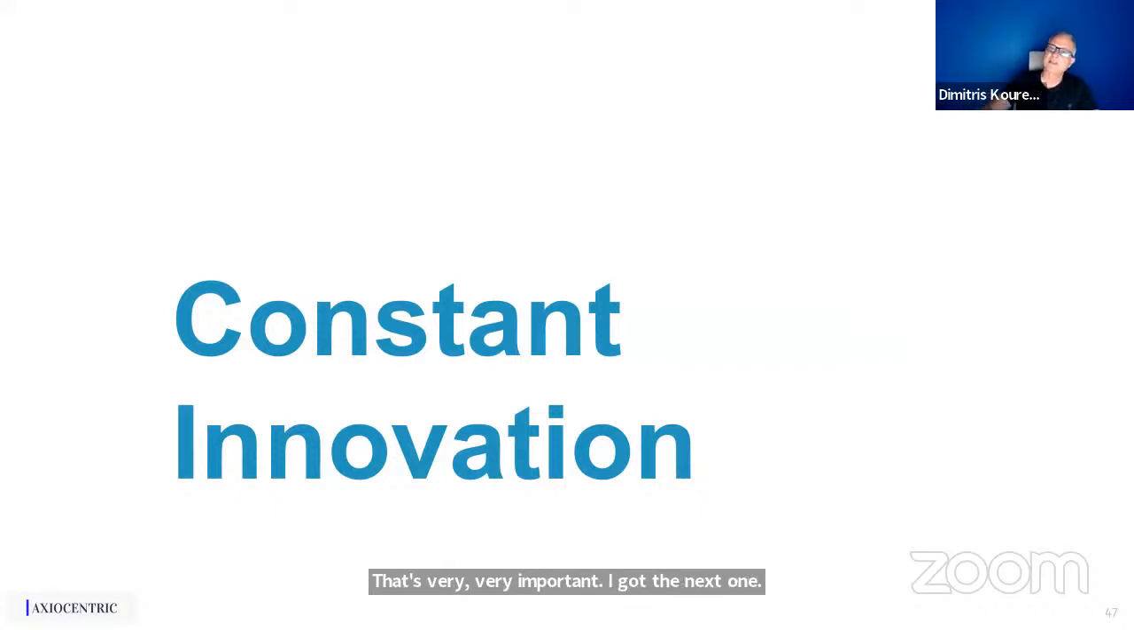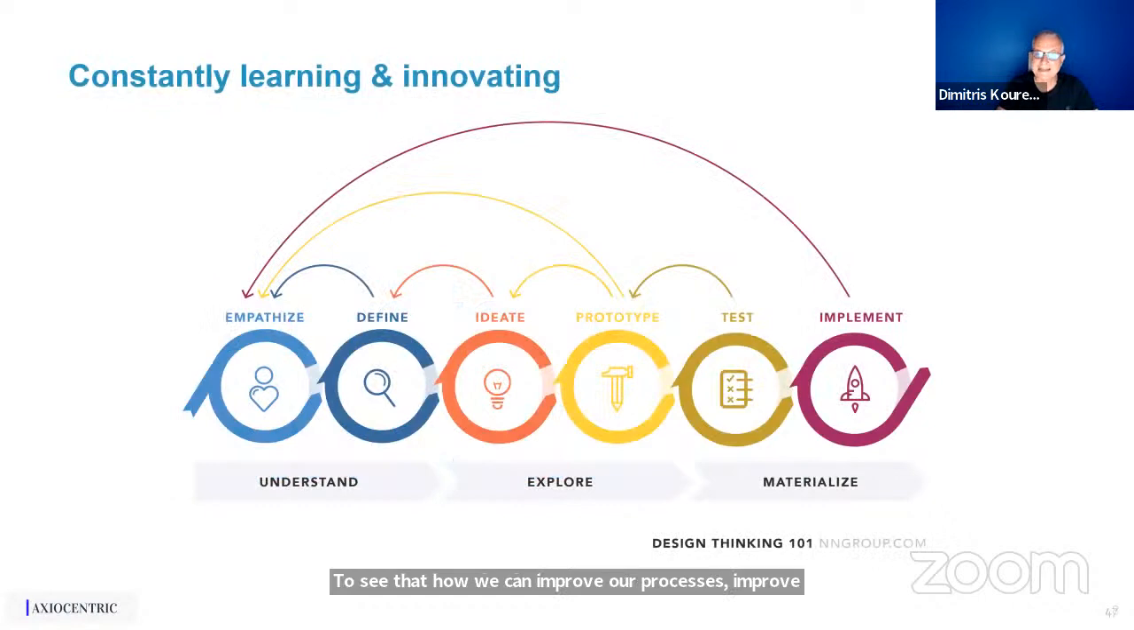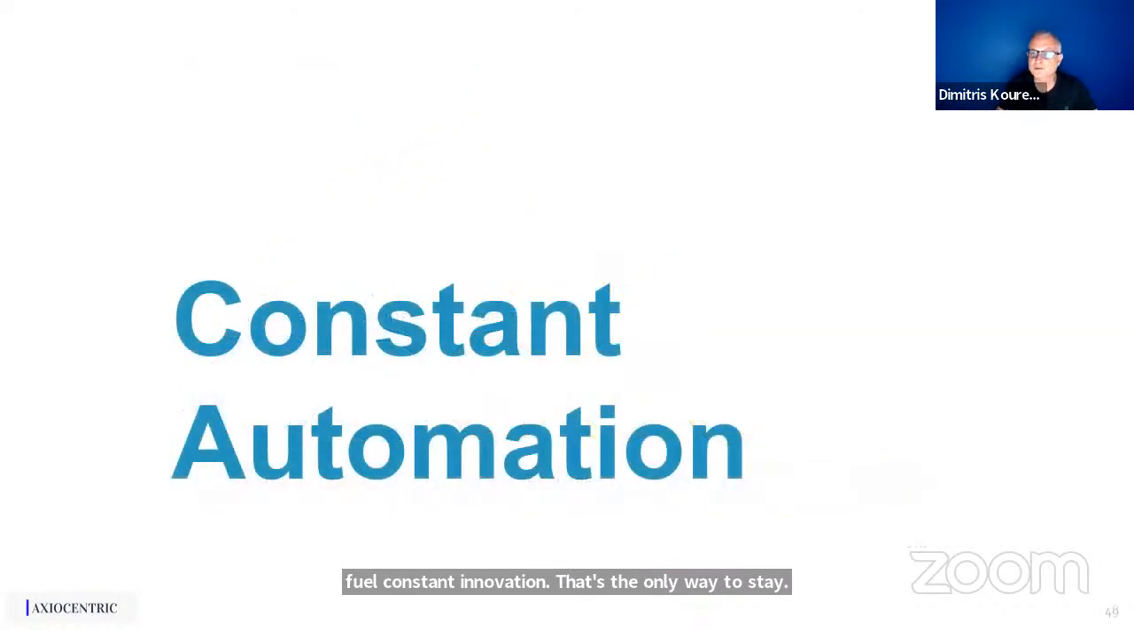I got the next one, constant innovation. We need all the time to consider how we can improve our processes, improve our products, improve our services. So having a mindset of continuously learning from customers, learning from competitors, learning from others, experimenting and innovating, that's the only way to fuel constant innovation. That's the only way to stay competitive going forward. Constant automation, we cannot avoid that, whether we like it or not. We need to automate everything that can be automated.